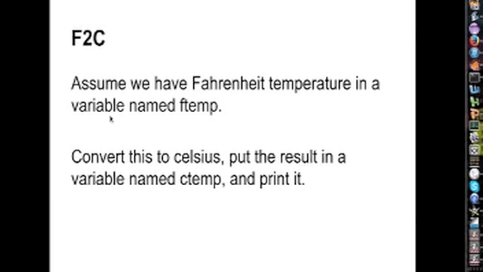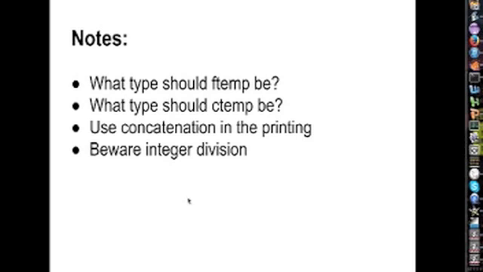Assume we have a Fahrenheit temperature in a variable. Let's call it ftemp for Fahrenheit temperature. We want to convert this to Celsius. We're going to put the result in a variable named ctemp for Celsius temperature, and then print it. So some of the questions you have to be thinking about: what type should ftemp be? What type should ctemp be? You want to make sure you're using concatenation in the printing, and you have to be aware of integer division.